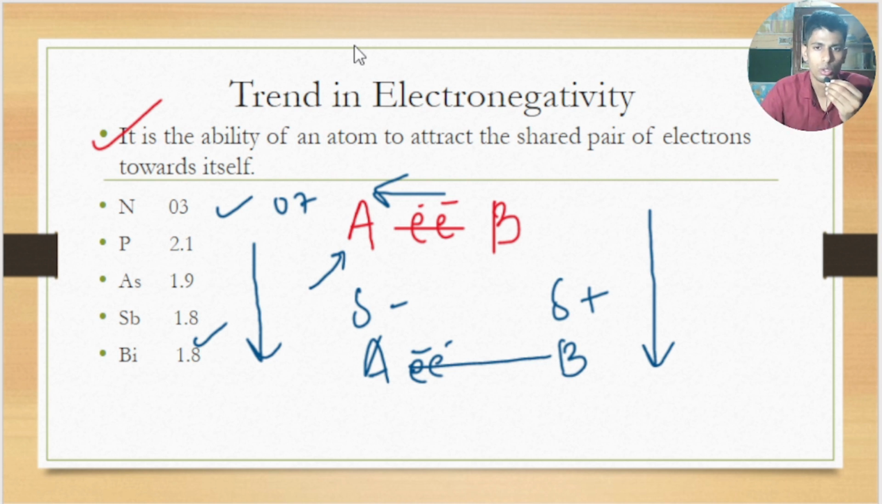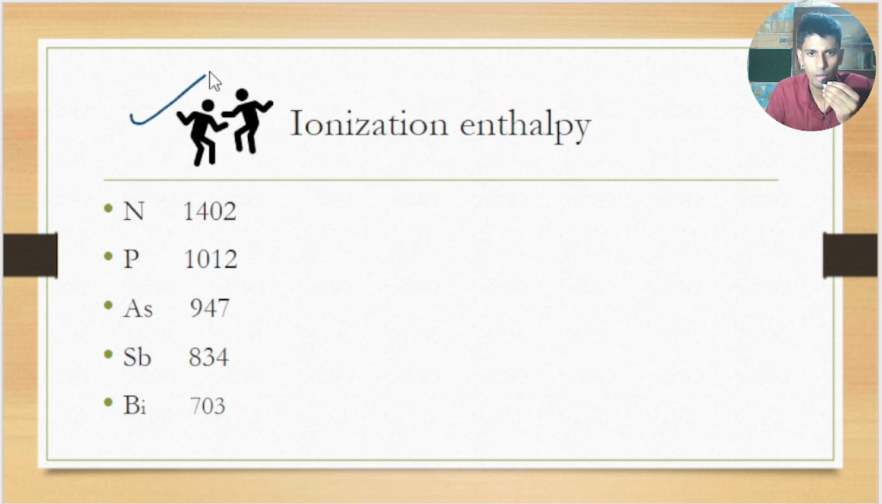Okay, so let's see another basic thing, and this is ionization enthalpy. Now what is ionization enthalpy? It is the amount of enthalpy change, or the amount of energy which changes, when an electron is removed from an isolated gaseous atom. So this is known as ionization enthalpy. If you have to remove an electron in the case of nitrogen, you need to give 1402 kilojoule per mole of energy.